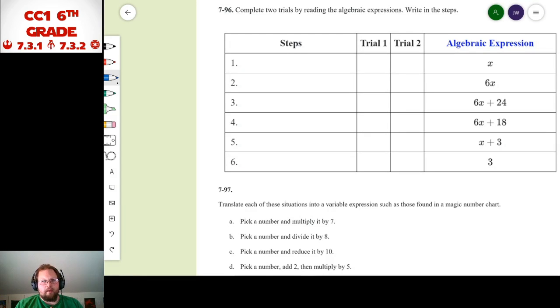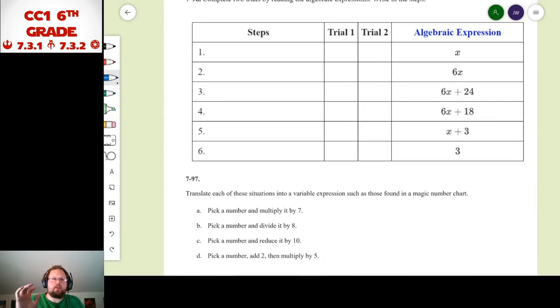We've already talked a little bit about this. So we've been doing this. I want you to take this expression and turn it into steps. The one that I will tell you is that if you are seeing this one, which is 6x, this really means 6 times x.